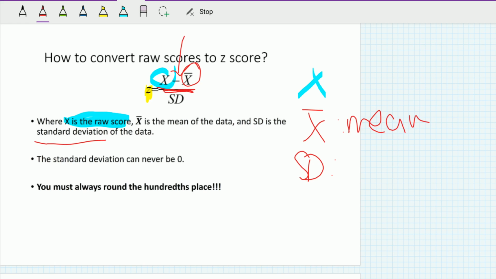Since the standard deviation is in the denominator of the fraction, what this means is that the standard deviation cannot be 0. It can't be 0 because then the equation gives an error.